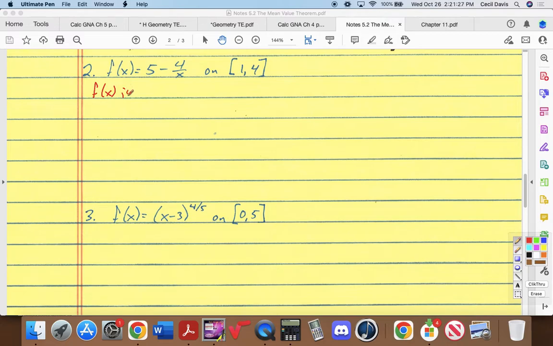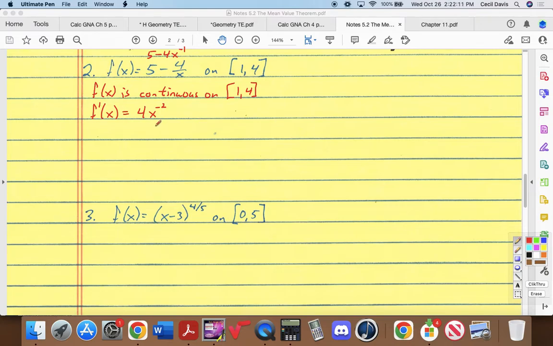f of x is continuous on the closed interval from 1 to 4. Unlike the last problem where taking the derivative would have been a pain, you could do it with a piecewise function. Here I can take the derivative. f prime of x equals, well, let's see. Think of this as 5 minus 4x to the negative 1. So that would be 4x to the negative 2.